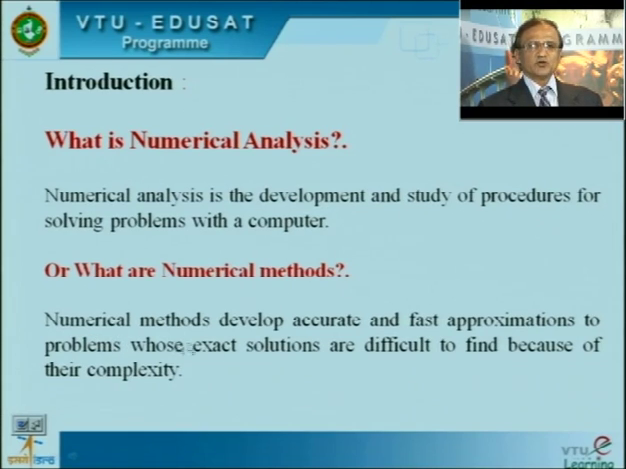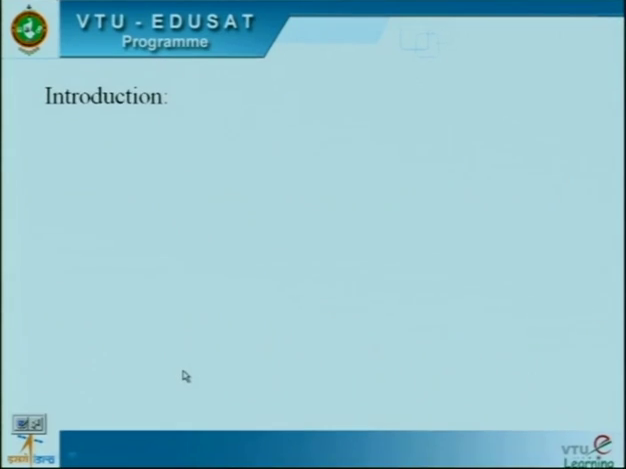Or I can say that numerical methods develop accurate and fast approximations to problems whose exact solutions are difficult to find because of their complexity. Sometimes we are able to find the solution analytically, and sometimes we are unable to find the solution of the given problem analytically. In that case, we will search for numerical methods. Is it clear? So, by using numerical methods, we will find the solution. Okay. How are we going to find the solution?